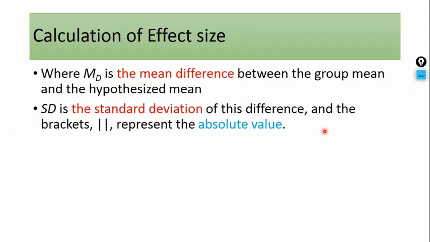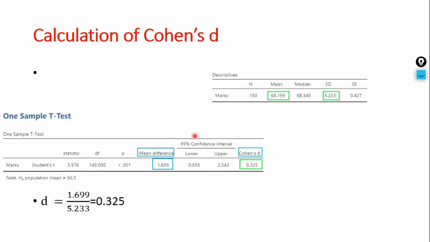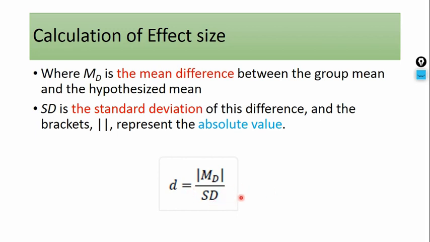How do we calculate Cohen D, and what is Cohen D? For the calculation of effect size, we take the mean difference between the group mean and the hypothesized mean, divided by the standard deviation. Here we can check the formula. D is equal to the absolute value, ignoring the plus or minus sign, of the mean difference, divided by the standard deviation. The brackets represent the absolute value. Friends, the Cohen D formula is mean difference upon standard deviation.